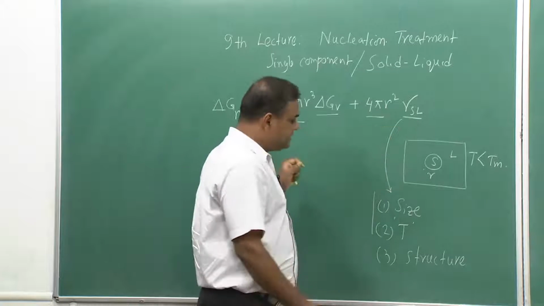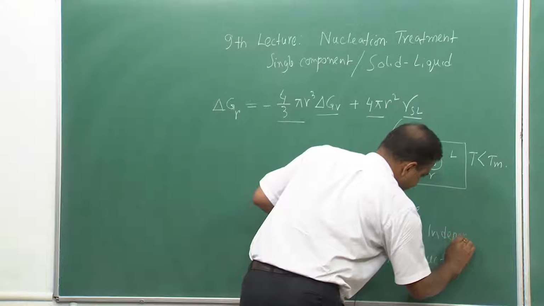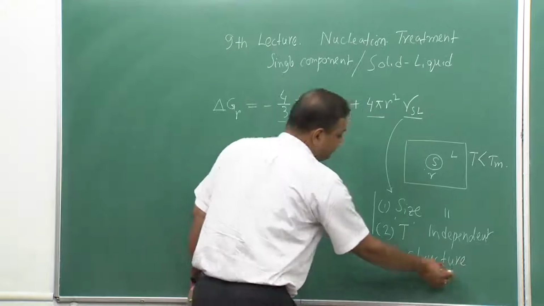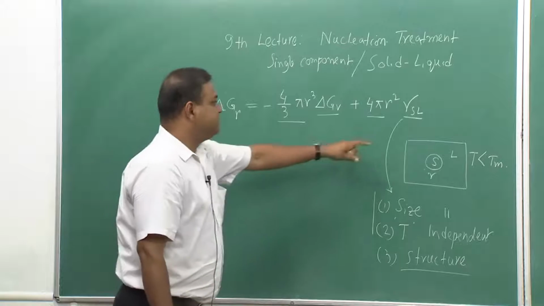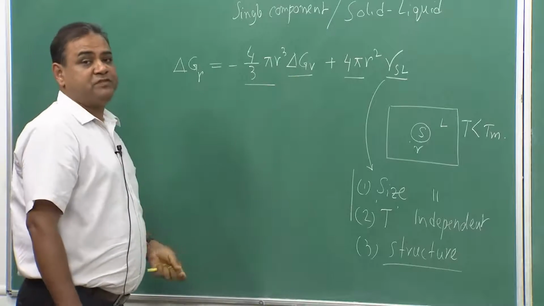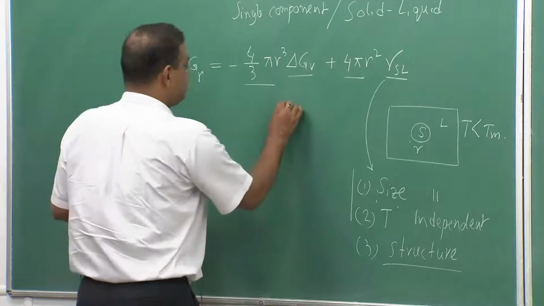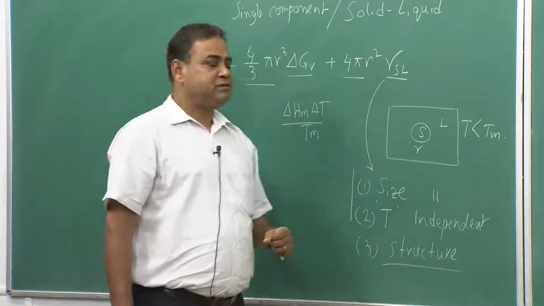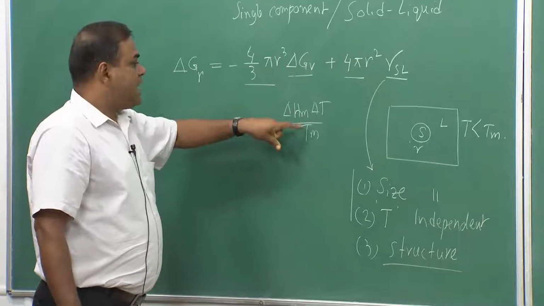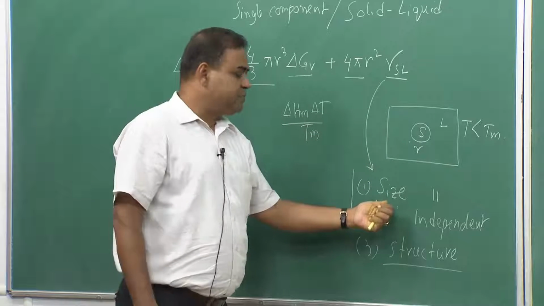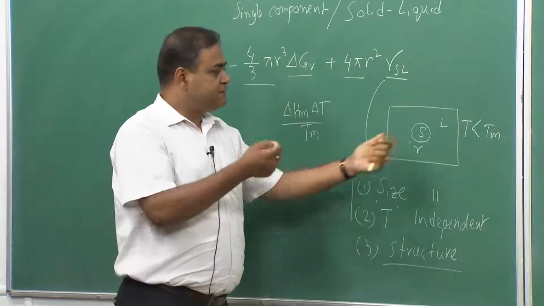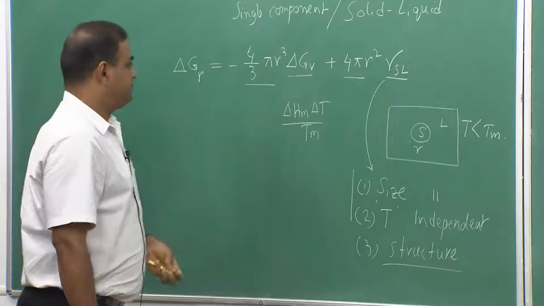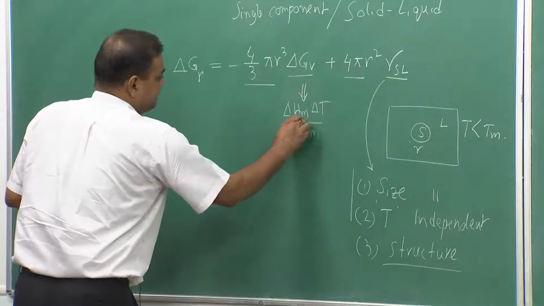Now, we assume that this is independent of temperature, and in the beginning we are not considering any structure effect. Now, del G V is dependent on temperature, because we have seen that the relation of del G V is del H m del T by T m. Since we are considering a particular temperature, this does not vary, and since we are considering this to be independent of size, even if the particle grows or decreases, this does not change. In addition, this one does not vary with temperature, so it is a constant term. Now, this is the expression for del G V.